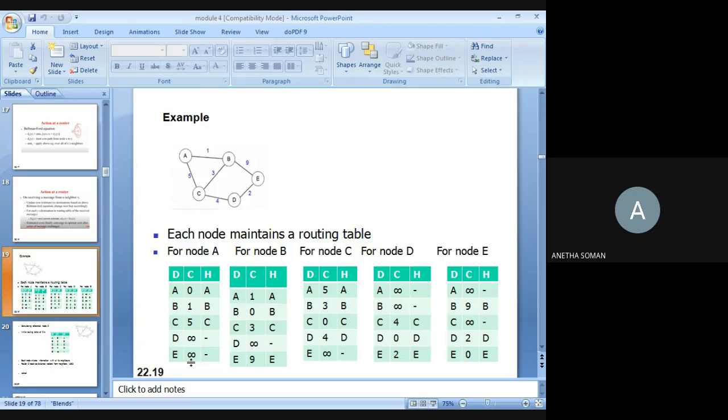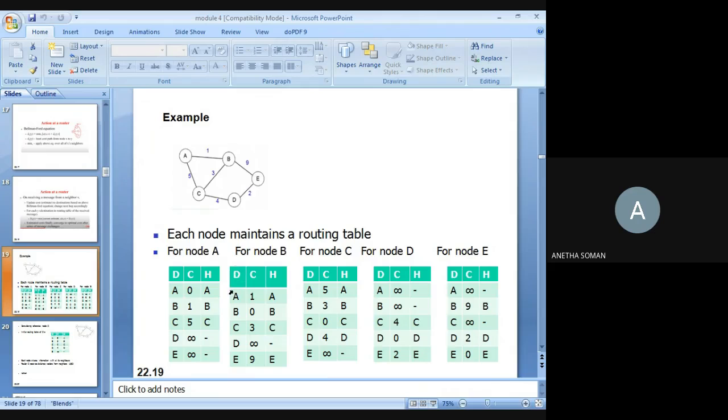Understanding how you have to write the routing table for each node? Yes or no? Yes. Okay. So this I have done for node A. Similarly, you have to find it for node B, node C, node D, and node E. Right? Now, coming to node B.